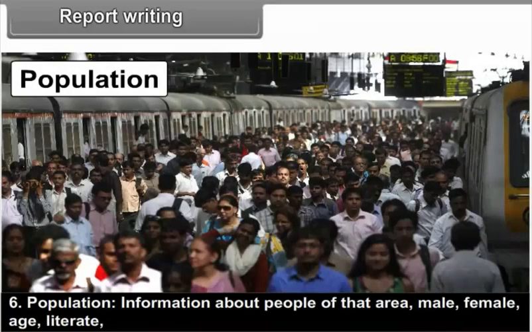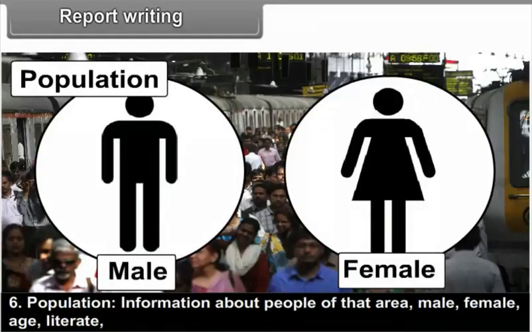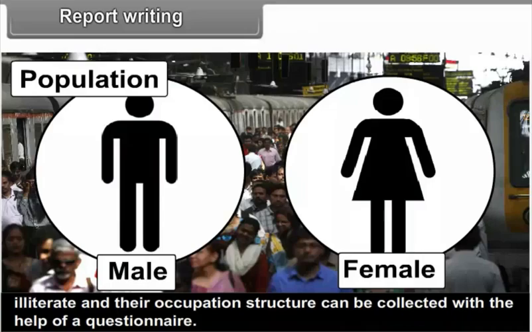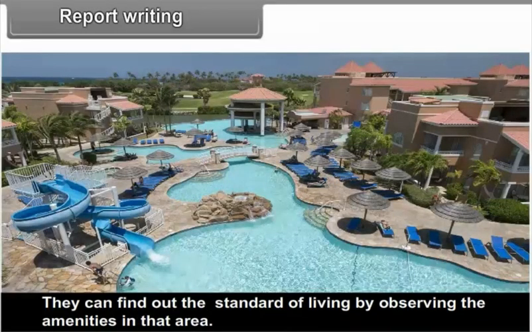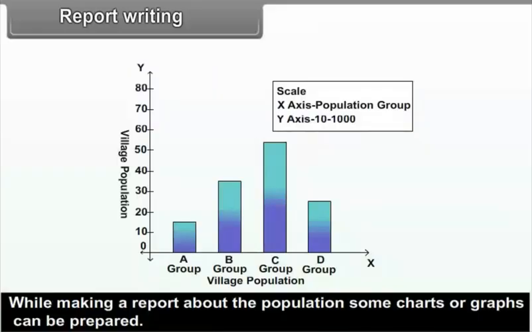6. Population. Information about people of that area, male, female, age, literate, illiterate, and their occupation structure can be collected with the help of a questionnaire. They can find out the standard of living by observing the amenities in that area. While making a report about the population, some charts or graphs can be prepared.